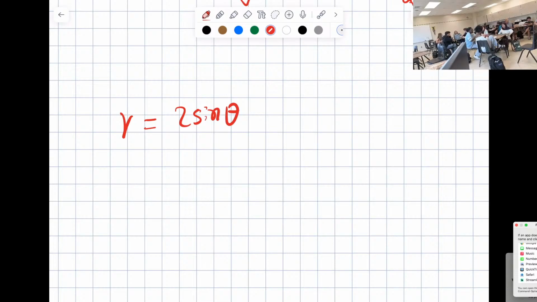Are we supposed to do this? What do you want to do? I want you to find the area of the circle using polar integration. From where to where? 0 to 2 pi? 0 to pi. Because if you do 2 pi, you look at the graph, it's two sides.